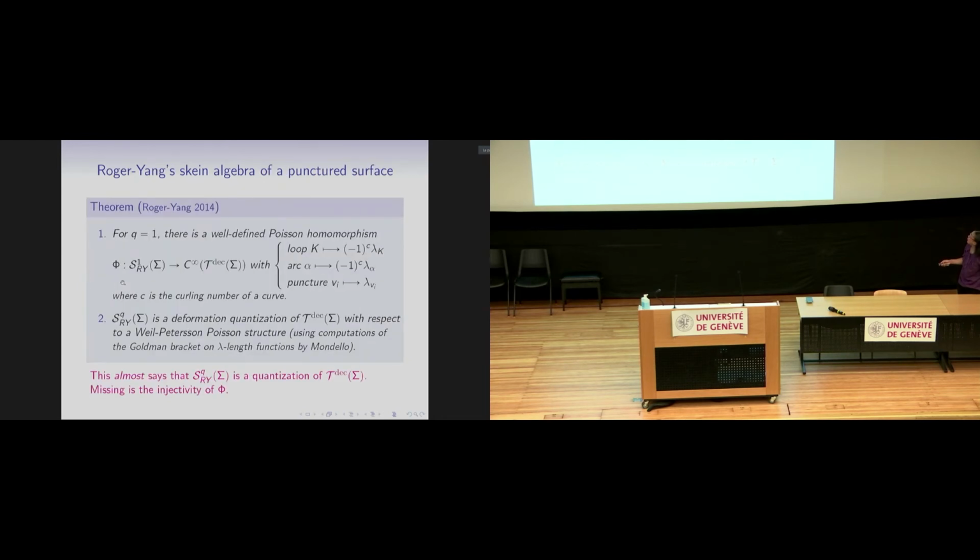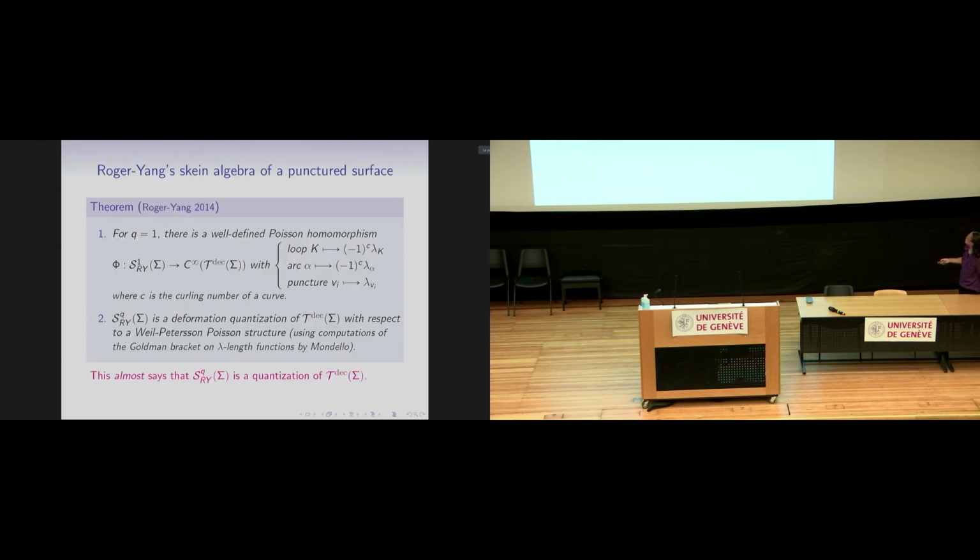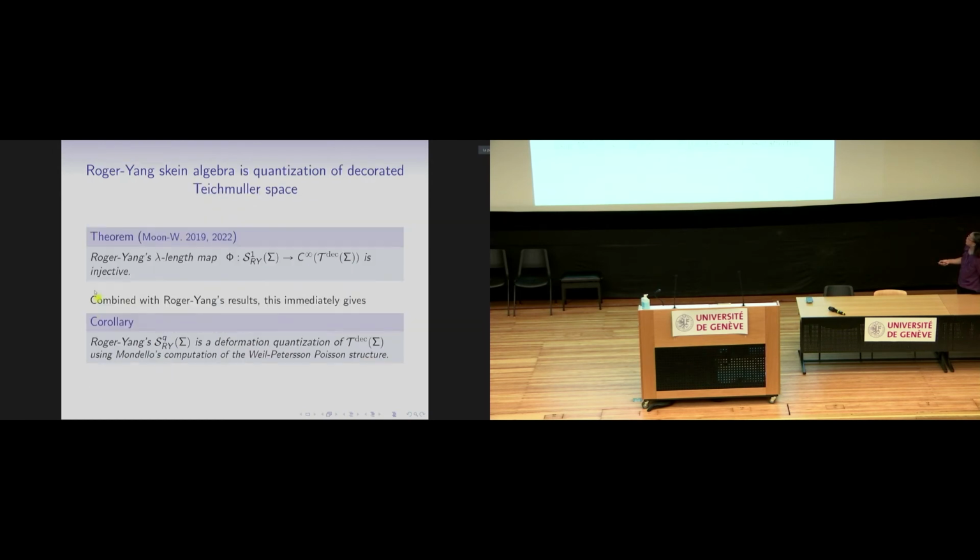Another way of thinking about this is, oh wait, I want to go back. I want to make sure that these relations that they found are all of the relations among the lambda length functions. So that's kind of what the injectivity is trying to say. And so in joint work with Hanbom Moon, we proved that it was injective under extra conditions in 2019, and now we just posted a paper on the arXiv where we proved it for all surfaces. And as soon as you have that this map is injective, then, based on the earlier work of Roger and Yang, you have that this Skein algebra is a deformation quantization of the decorated Teichmuller space. Okay, all right. So any questions before I move on?